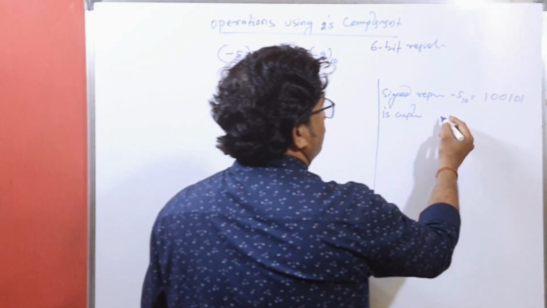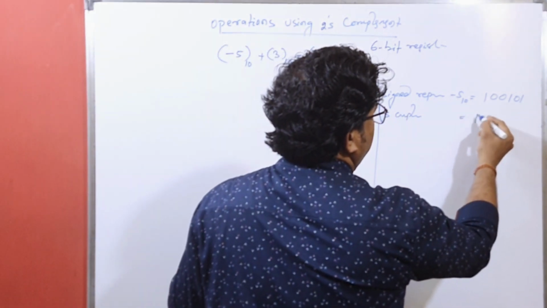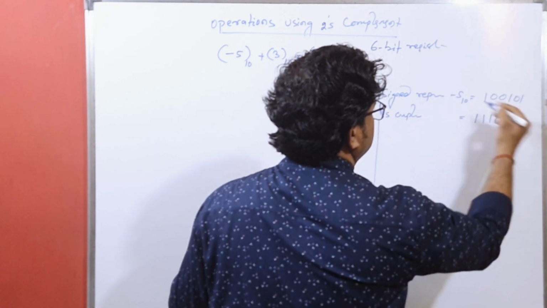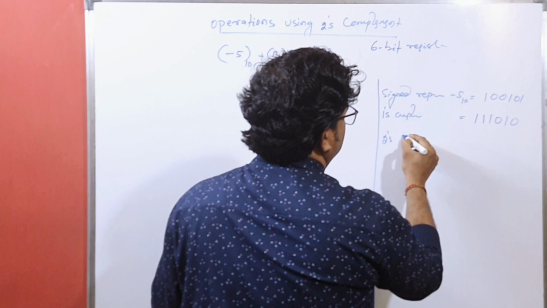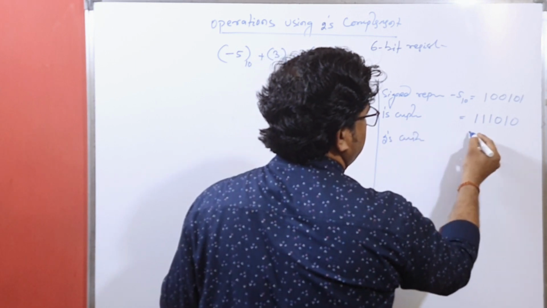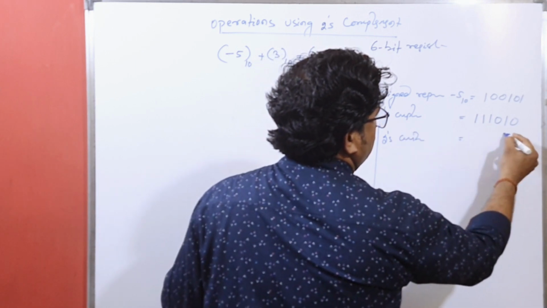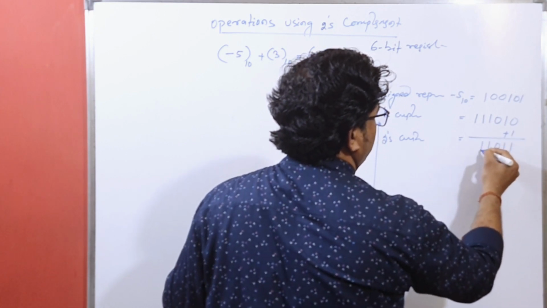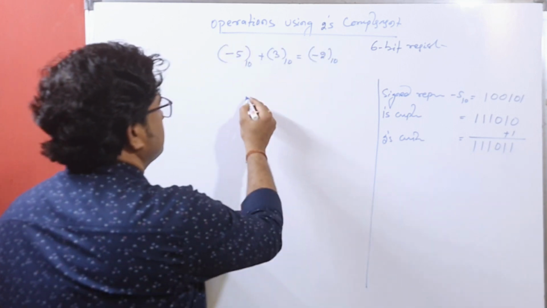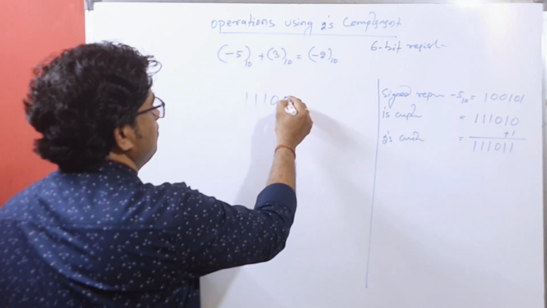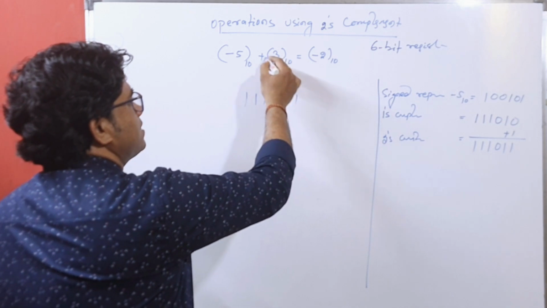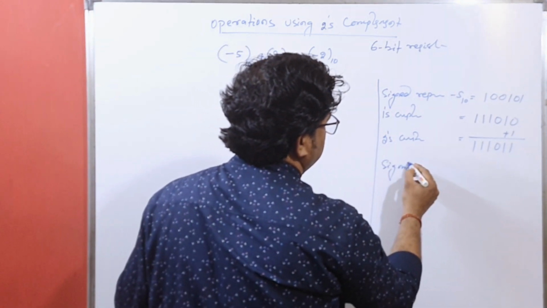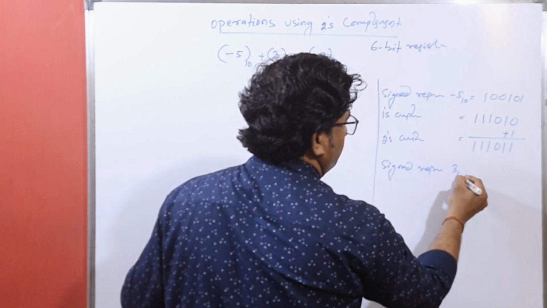complement, right? So the 1's complement equals 1 1 0 1 0, the sign bit is never complemented. Then the 2's complement of minus 5 base 10 equals plus 1, simply add 1, so 1 1 0 1 1 1, right? So simply place here 1 1 1 0 1 1. The next number is plus 3, so you find out the sign representation of plus 3 base 10.